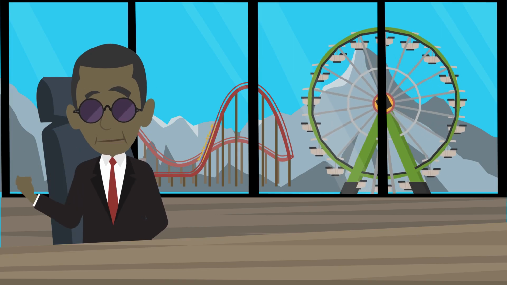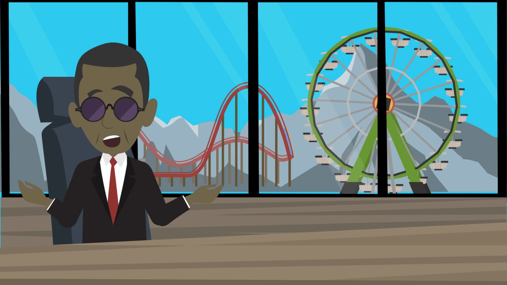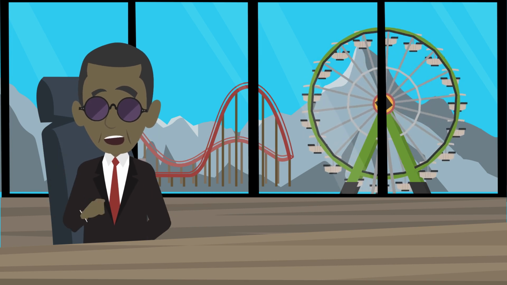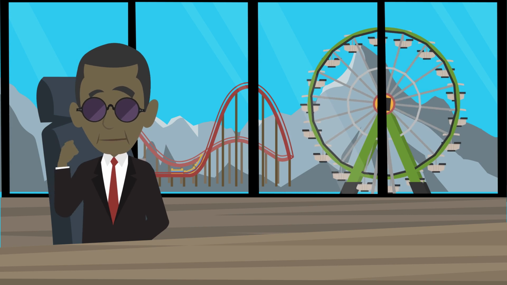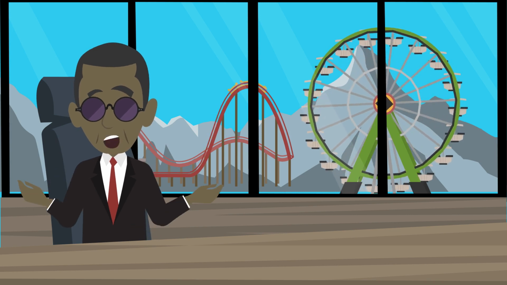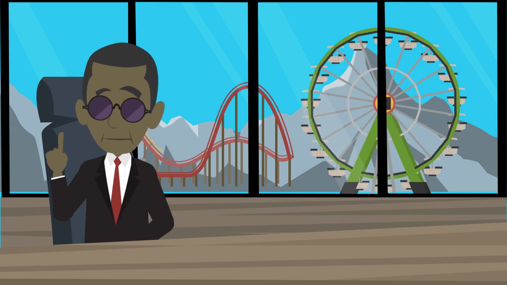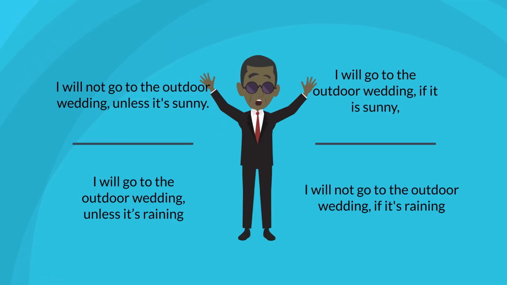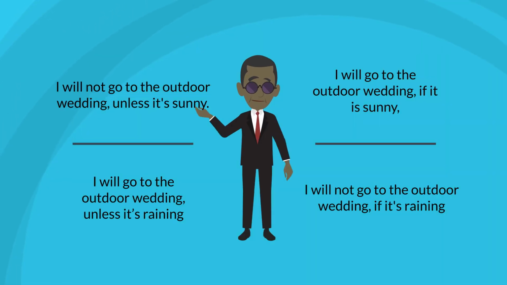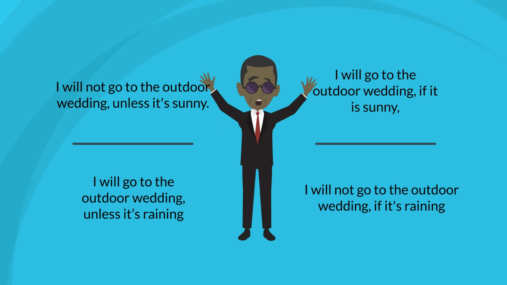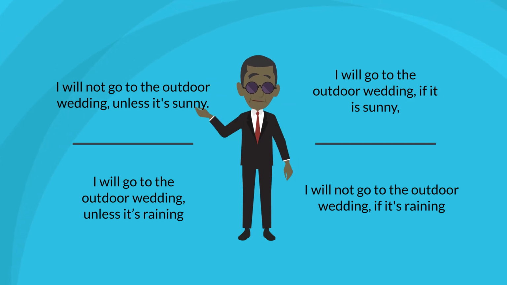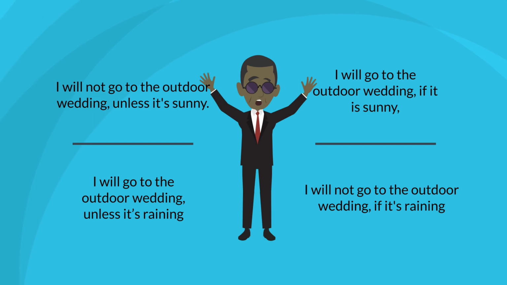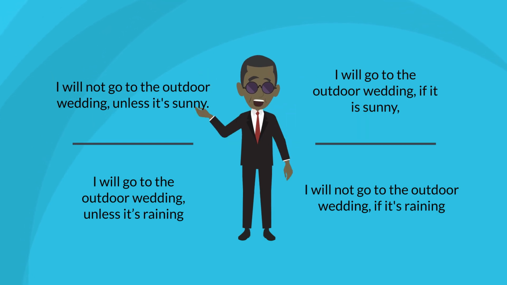The following is 4 ways to write a sentence using conditionals. If you notice, they are all written differently, but have the same meaning. The person speaking will only go to the wedding if it's sunny outside. I will not go to the outdoor wedding, unless it's sunny. I will go to the outdoor wedding, if it is sunny. Unless it's raining, I will go to the outdoor wedding.